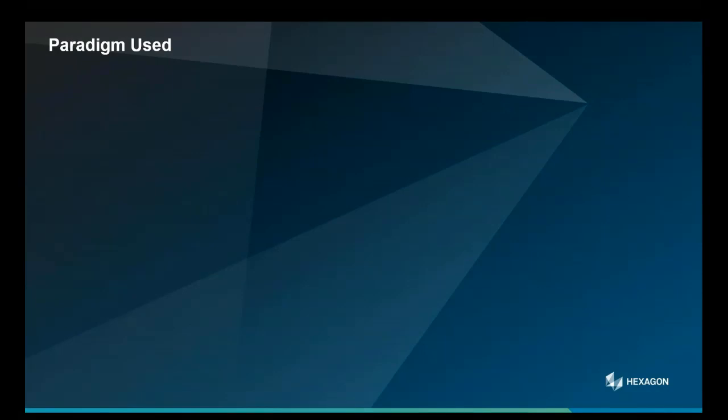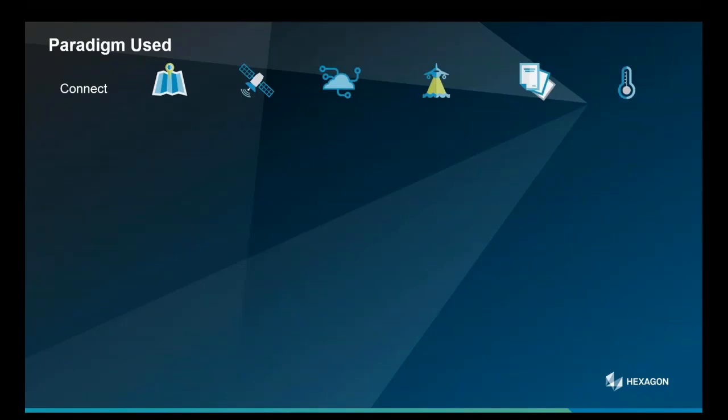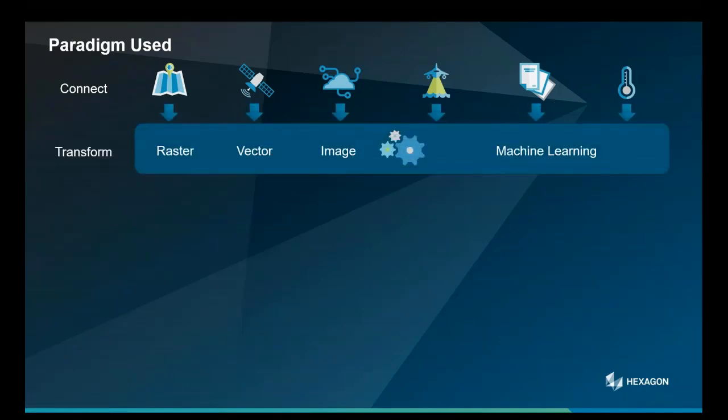The paradigm we use for all 4 of these applications is the same, and everything starts with data. We have your traditional GIS data, we have satellite data, we have IoT devices, we have airborne data, we have unstructured data, and we also have meteorological data sources. This data can be transformed using a spatial model. Spatial modeling includes a rich collection of raster operators, vector operators, image processing operators, and machine learning approaches.